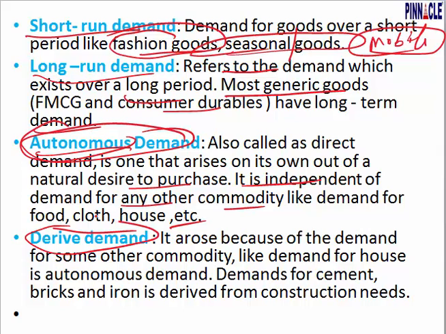So what is derived demand? Autonomous means self-generated demand, and derived demand means it is derived from other demands. It arises because of the demand for some other commodity, like demand for a house is autonomous demand. Demand for cement, bricks and iron is derived from the construction needs. If more houses are sold, people will buy more houses. It means the demand for bricks, cement, iron will also rise. Demand for wages will also rise. Labor will also rise. So these are derived demand because they are dependent on the demand of another commodity.